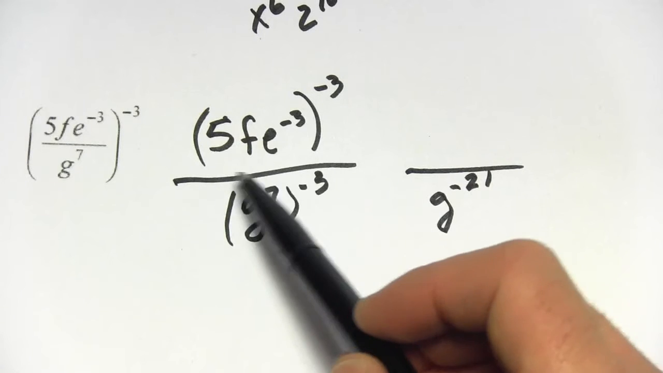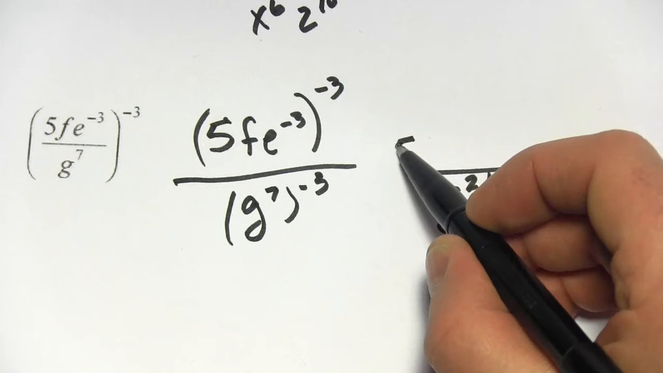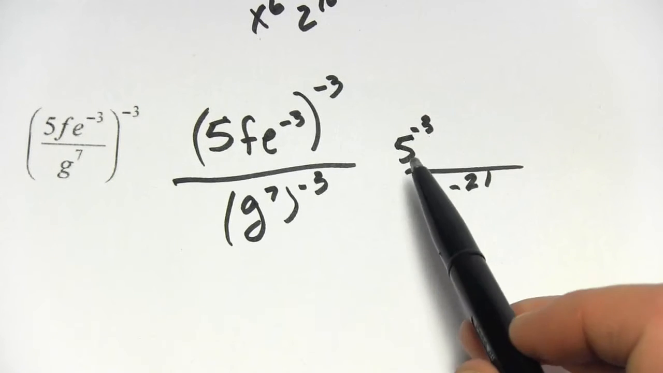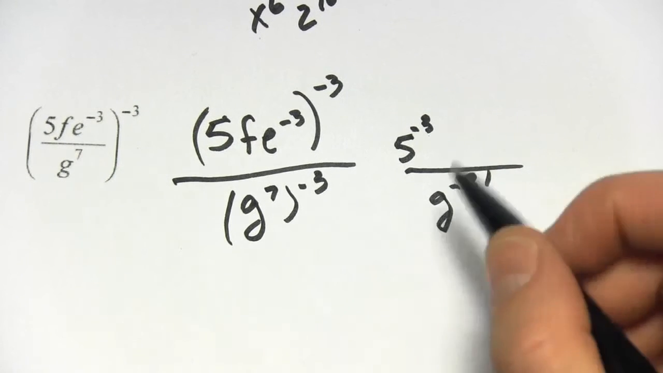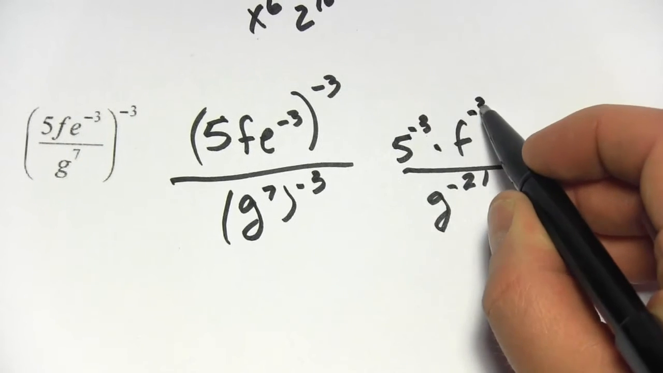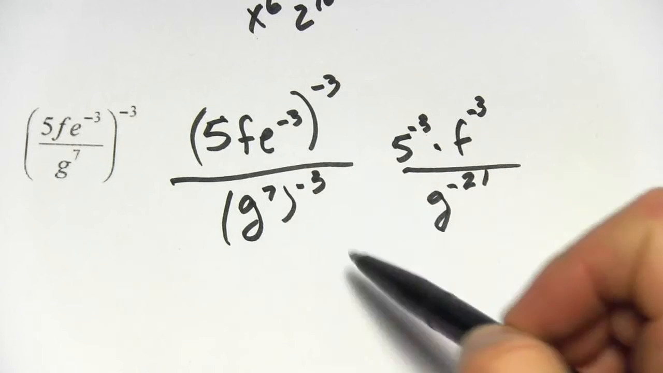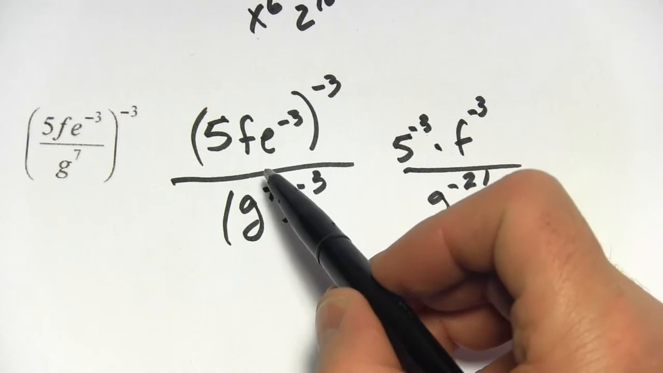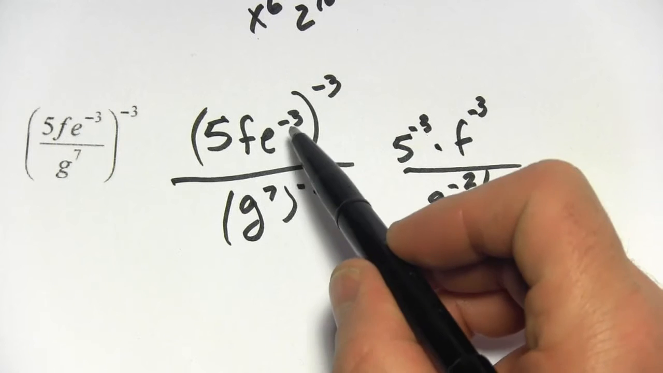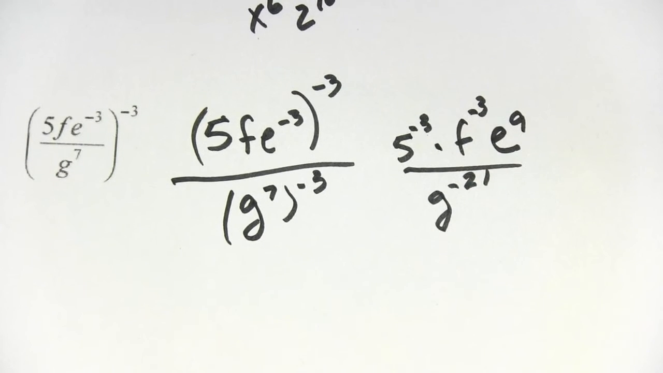On the top, we've got 3 different parts of this. 5 to the negative third. I'm just going to write that as 5 to the negative third for right now. We're going to deal with that in just a second. And times f to the negative third. So f is to the first power here. So when we multiply 1 times negative 3, you just get negative 3. And then we've got e to the negative third to the negative third. Negative 3 times negative 3 is 9, so that's e to the 9th.